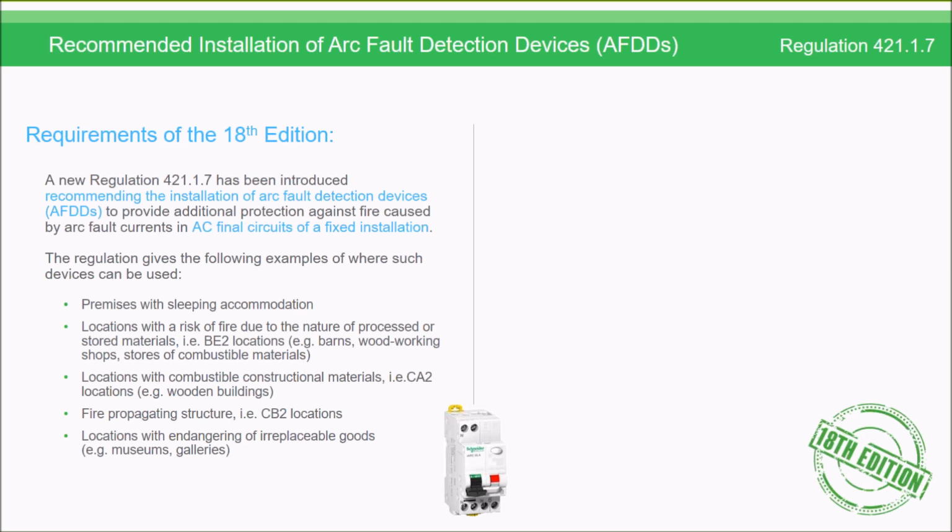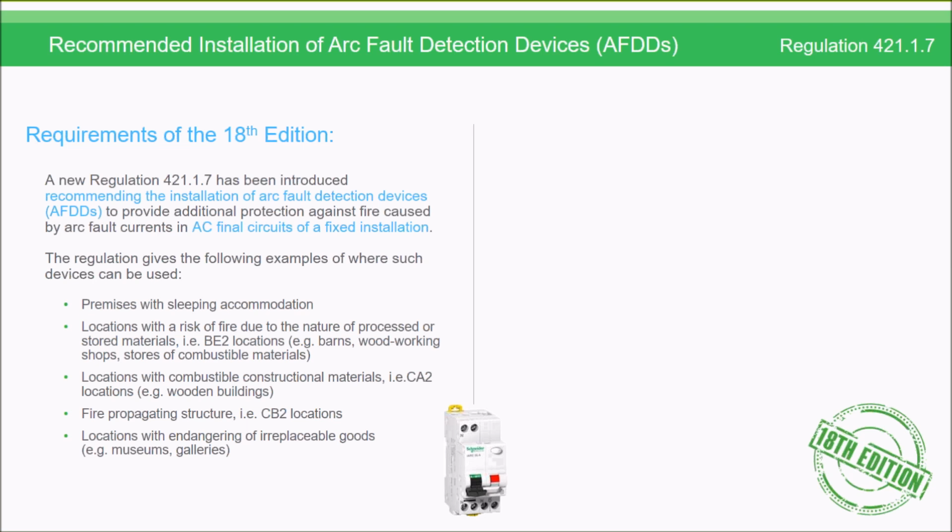So we move on to arc fault detection devices and the 18th edition with Regulation 421.1.7. It's a new regulation and it's been introduced to recommend the installation of arc fault detection devices, abbreviated to AFDDs. And this provides additional protection against fire caused by arc fault currents in AC final circuits of a fixed installation. So the regulation there gives examples where these devices can be used.